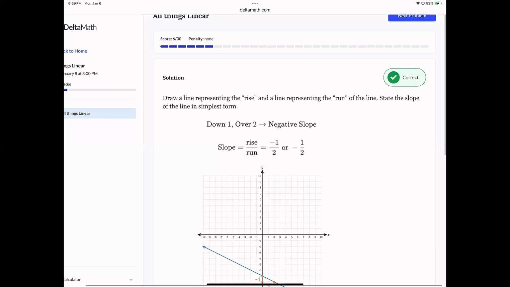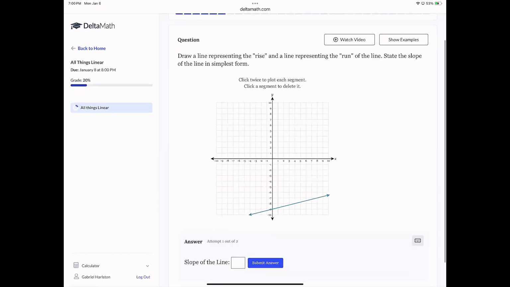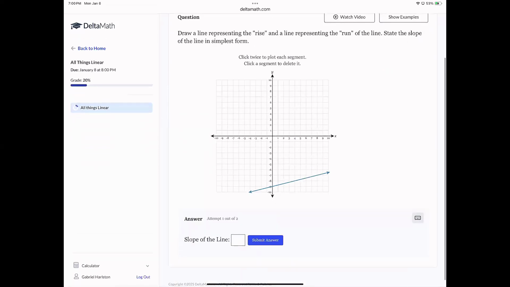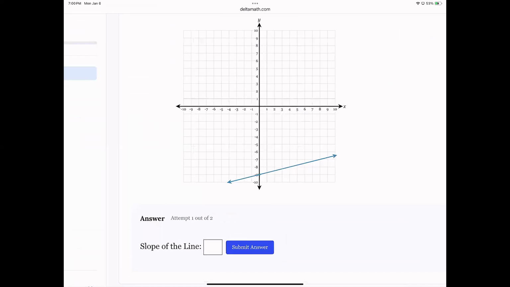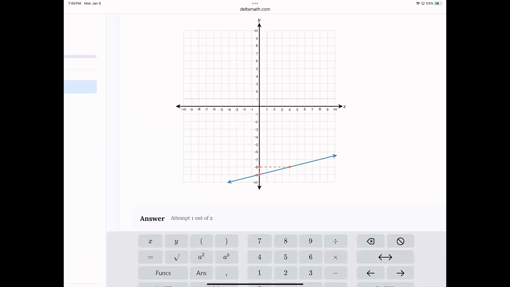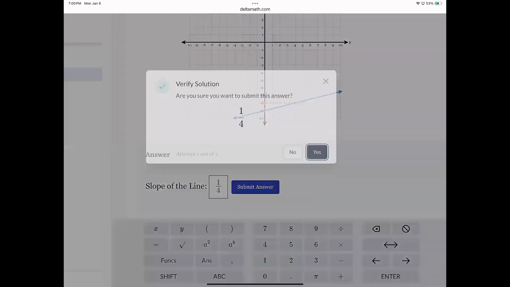I'm going to do one more question. Let's see. Yeah, this is another one of those rise over run things. So let me go. I'm going to start here. There's a point, and then I'm going to go up to here, and then I'm going to click on this, and I'm going to go over to this point. So the rise is 1, and the run is 1, 2, 3, 4. We got 4 boxes. So submit it.